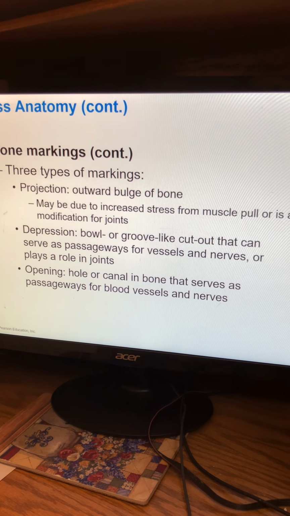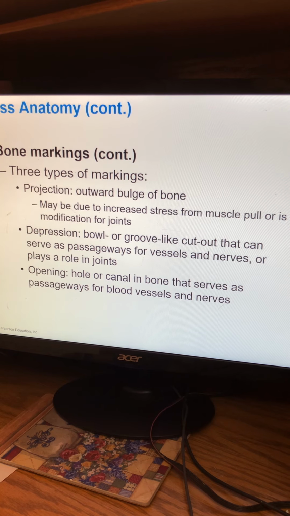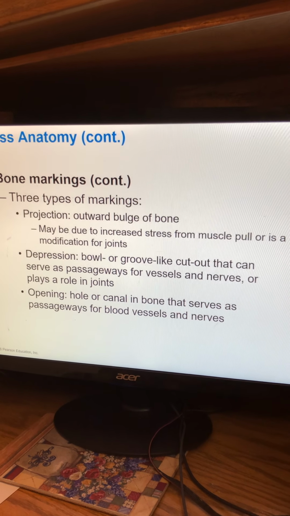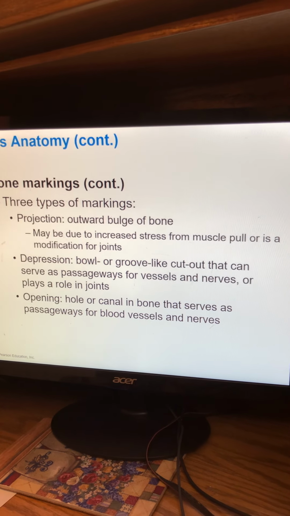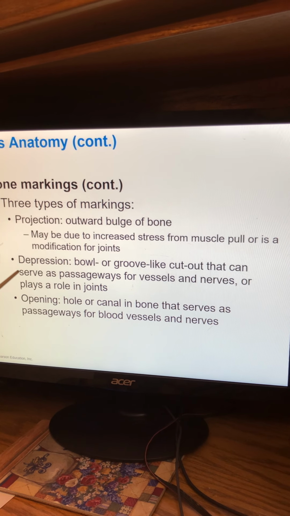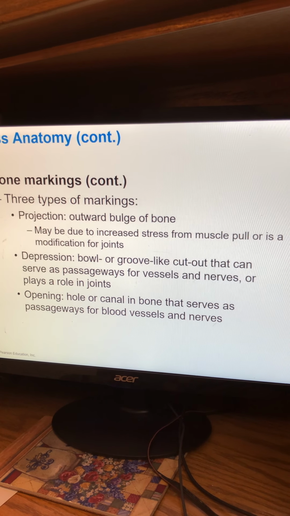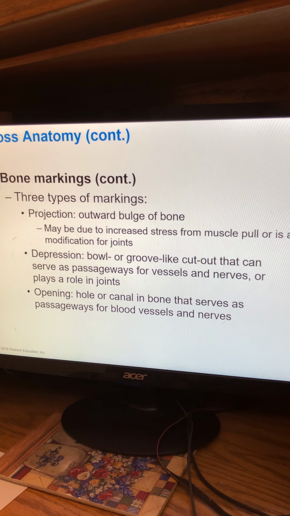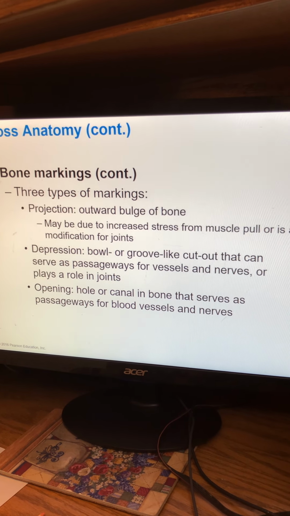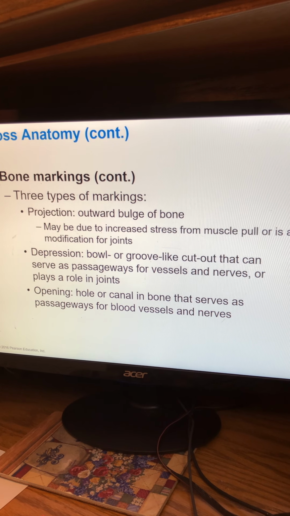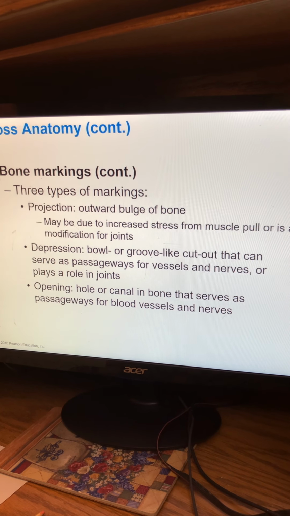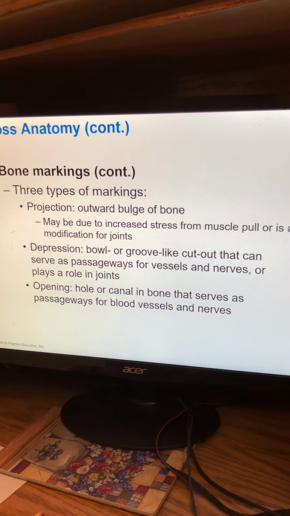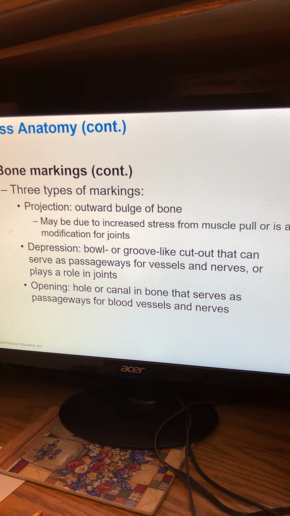So essentially it is something that sticks outward from the bone itself. The second category is going to be a depression. And in that particular case, a depression is just a shallow, bowl or groove-like cutout that can serve as a passageway for vessels or nerves, or it can play a role in a joint of one sort or another.